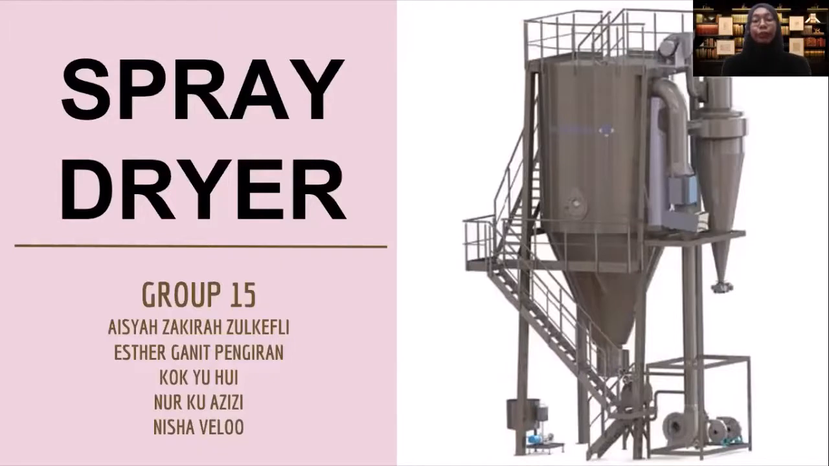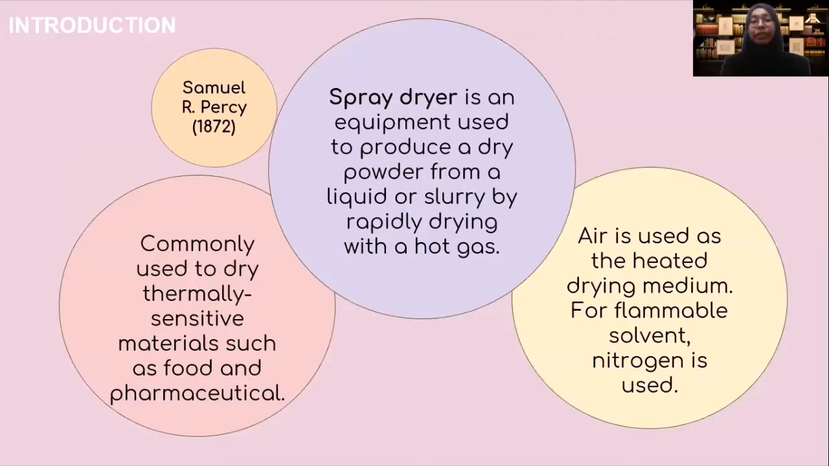So we are here to present to you our mini project, Spray Dryer. So what is Spray Dryer? Spray dryer is an equipment used to produce a dry powder from a liquid by spray drying process with a hot gas. So this hot gas usually used is air as the heated drying medium. But for flammable solvent, nitrogen is used. So commonly, this spray dryer is used to dry thermally sensitive materials such as food and pharmaceutical.